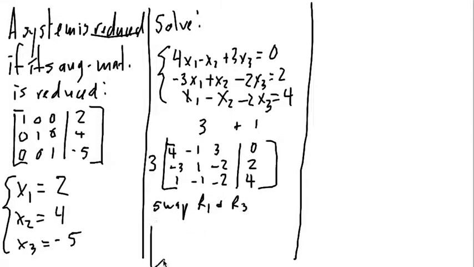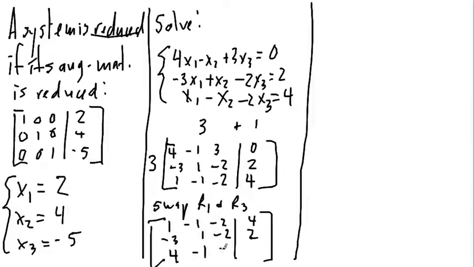So what happens when we do that? We get 1, -1, -2, 4, -3, 1, -2, 2. Row 2 stays the same, and our new row 3 is the old row 1, 4, -1, 3, 0. Great. Now the second thing we need is that above or below any leading 1, we have to have zeros. But below this we have a -3 and a 4, so I'm going to have to change this to a 0 and this to a 0.